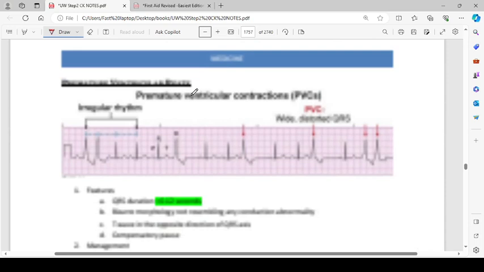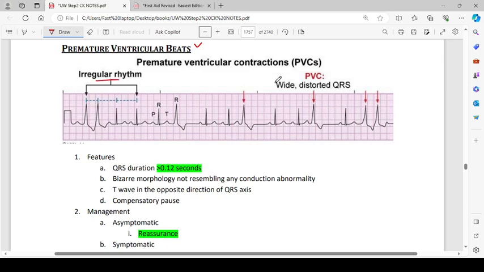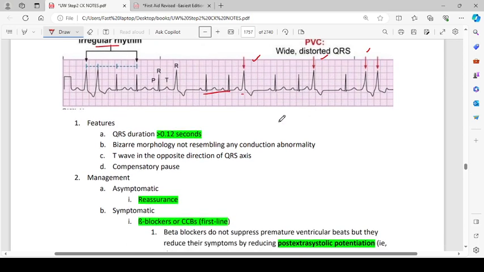Then comes the premature ventricular beats. So this is an irregular rhythm, and the ones highlighted with the red arrow are premature ventricular contractions. This is a normal QRS complex and this one is a wide distorted QRS complex. The features are QRS duration more than 0.12 seconds, bizarre morphology not resembling any conduction abnormality, and T wave in the opposite direction of the QRS axis. Like, the QRS axis is pointed upwards and the T wave will be pointing downwards in the premature beats.